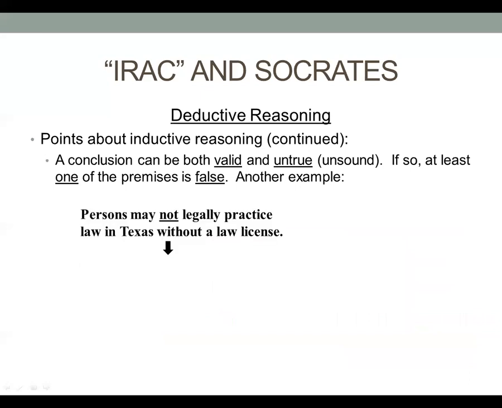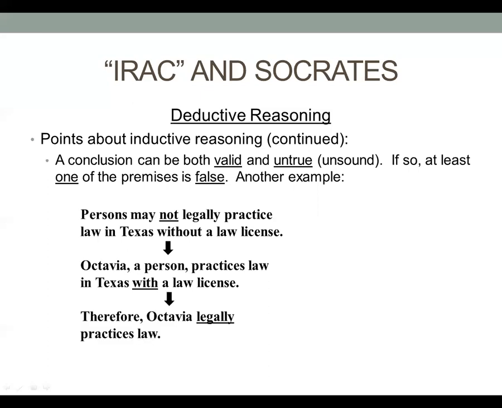Well, let's look at another example. Persons may not legally practice law in Texas without a law license. So that's our major premise. That's our law. Now let's look at the specific fact. Octavia, a person, practices law in Texas with a law license.